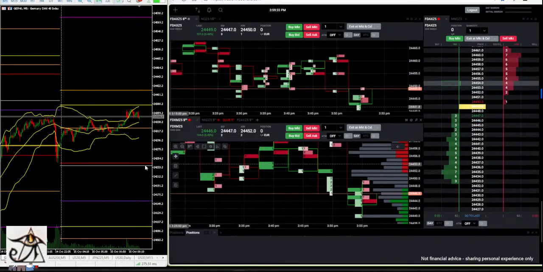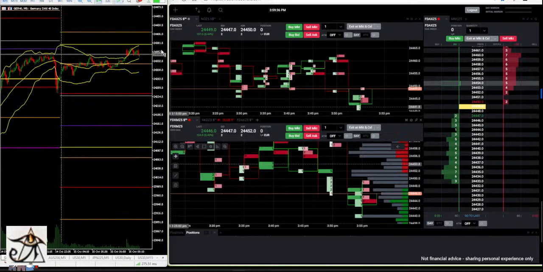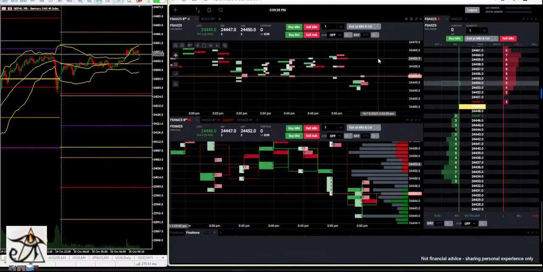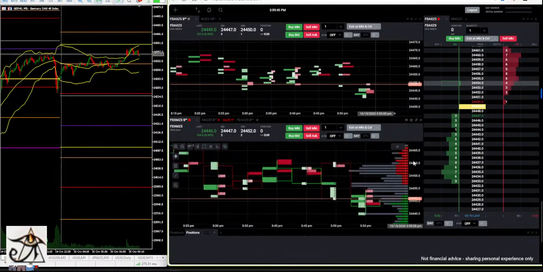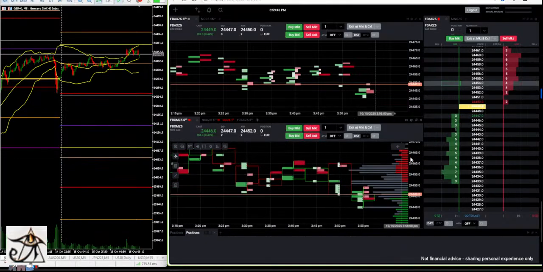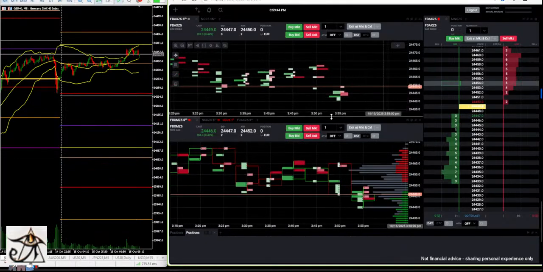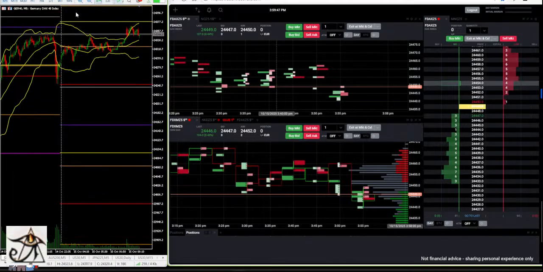Potentially we may just head straight down there. Obviously watching the order flow over here on Tradovate as we progress to see if we can get any clues to build more evidence to help our case.